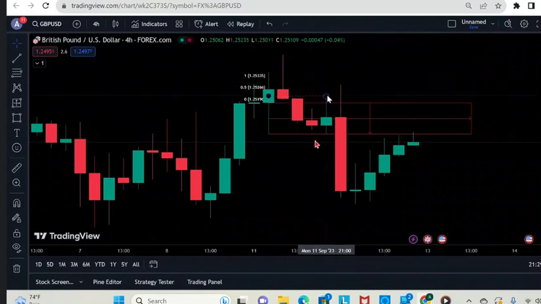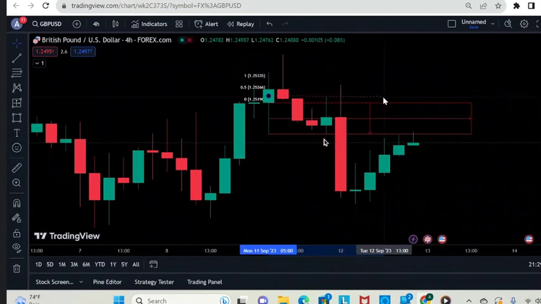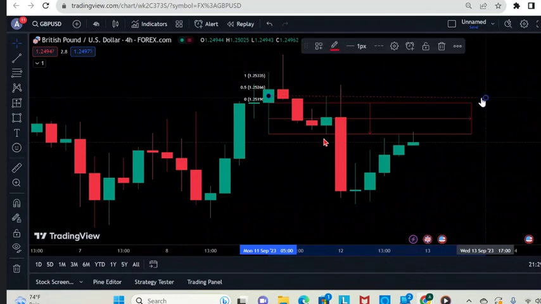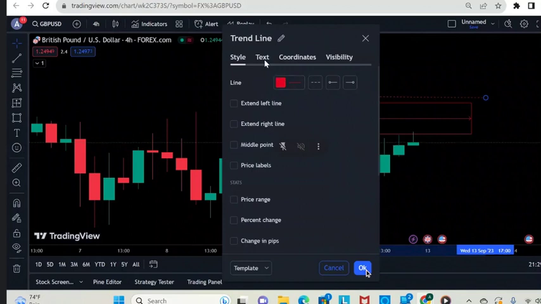Okay, so now we've got the mean threshold. Go ahead and draw it all the way out to the end of that zone, and then label it mean threshold 4 hour bearish order block. Go ahead and hold down shift because it's bent.